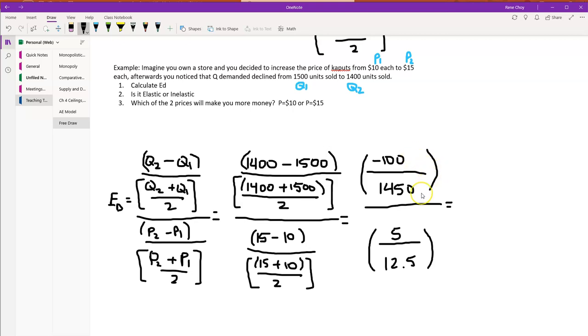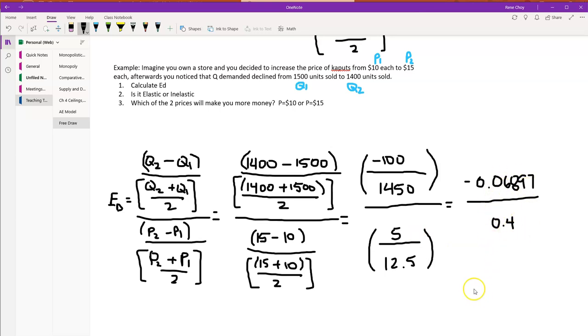So you do negative 100 divided by 1450, and that's going to give you negative 0.0689. Oh boy, I've got to round up here. Okay, 7. Alright, and I'm going to divide that by whatever this gives me. So that's 5 divided by 12.5, and that gives me 0.4.